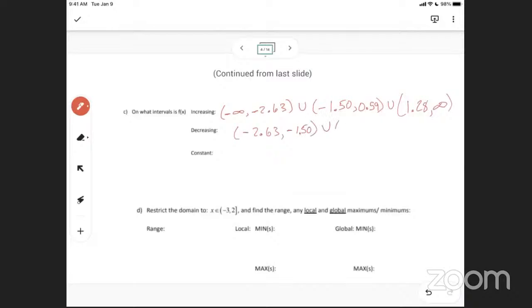And also from there to there, it's going to be decreasing. And it's never constant. Constant means it's a horizontal line. It's never constant. Okay. Part D says restrict the domain to -3 to 2.